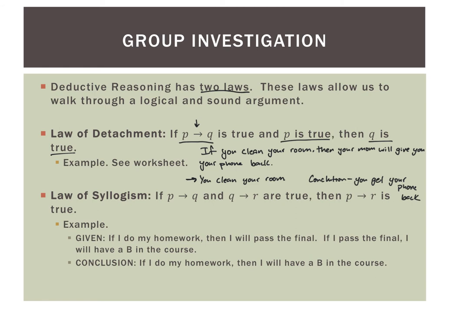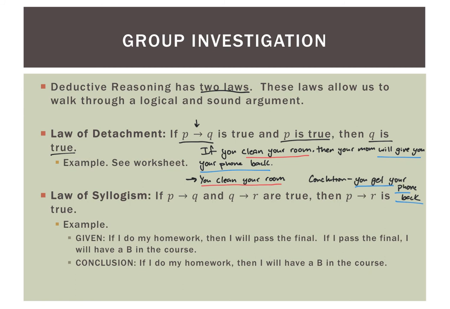Logically, because our statement says, if you clean your room, this is our hypothesis, you cleaned your room, then the conclusion, if that happens, is that you'll get your phone back. So since I told you the hypothesis happened, P was true, then Q must also be true, and you should be getting your phone back. So with detachment, you start off with an if-then statement. You're told the hypothesis is true, and therefore the conclusion must also be true.